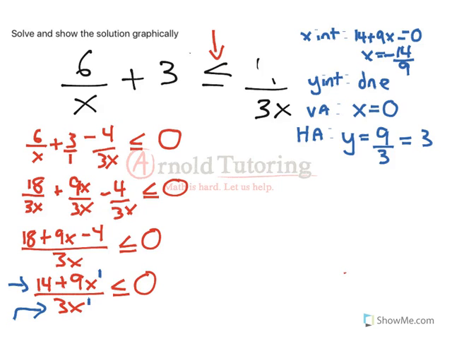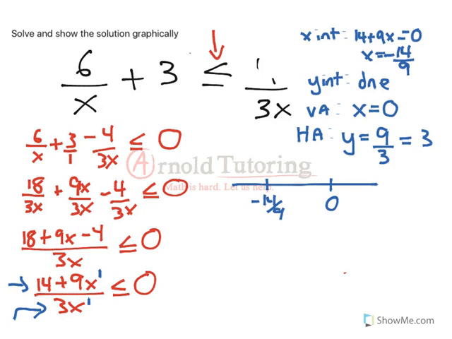You could also put these values on a number line. So the rule is we want to put any value that makes the top or bottom 0. So I'm going to put negative 14 over 9 on a number line, and I'll put 0 on a number line. Now we just test values on either side.